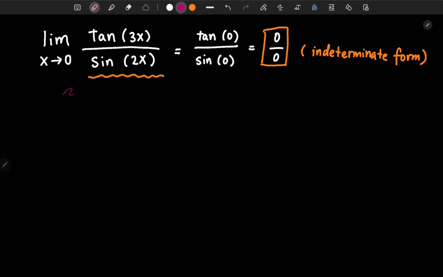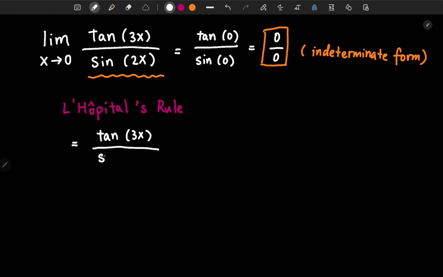And when we see an indeterminate form, we want to think about using L'Hopital's rule. The rule states that the limit of our original function would be the same as if we take the derivative of the top and bottom function. So let me just write our original equation here. What we want to do is take the derivative of the top and bottom function separately. Remember, in here you don't need the quotient rule. You want to take the derivative for the numerator and the denominator separately.